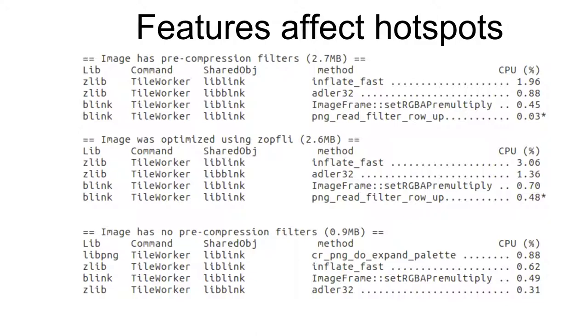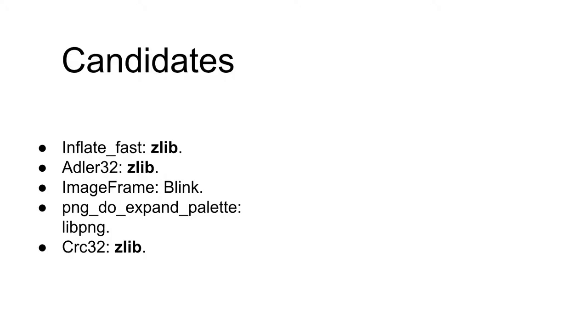But what is really interesting in this perf session is that we were able to visualize quite a few functions, such as inflate_fast, adler32, image frame set RGBA premultiply, as well as the PNG expand palette. So the candidates were three from zlib, CRC32, which we'll explain pretty soon, one in Blink, and one as part of libpng.